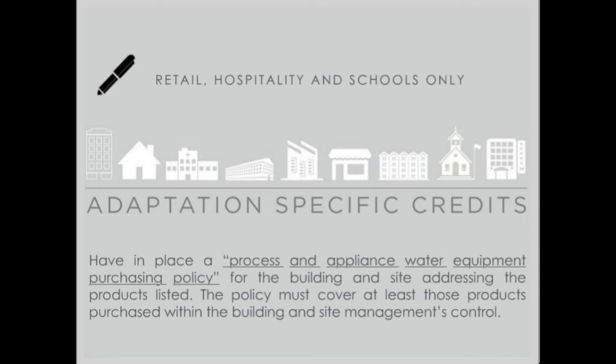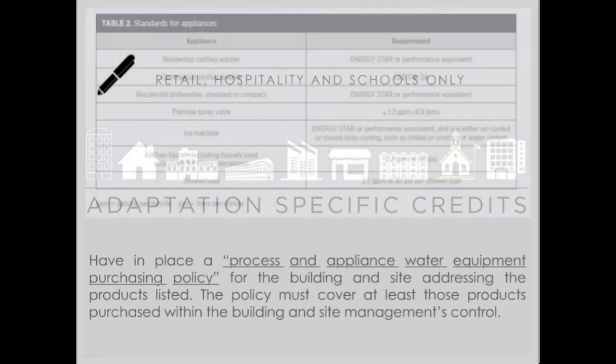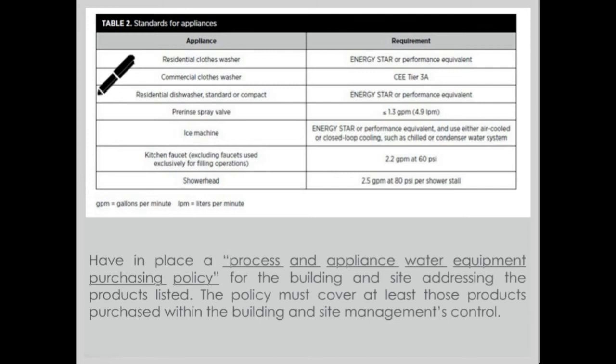Here are some adaptation-specific requirements for retail, hospitality, and schools only. These projects should have in place a process and appliance policy. The policy must cover at least those products purchased within the building and site management's control. Note that appliances are required to meet the Energy Star or CEE Tier 3 standards to meet the performance requirement of the prerequisite for appliances.